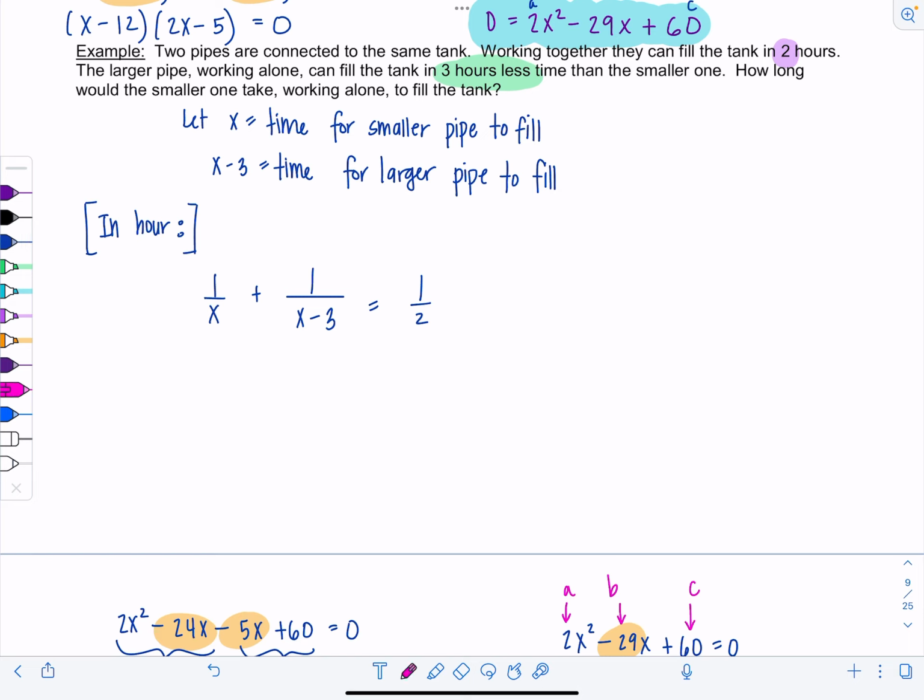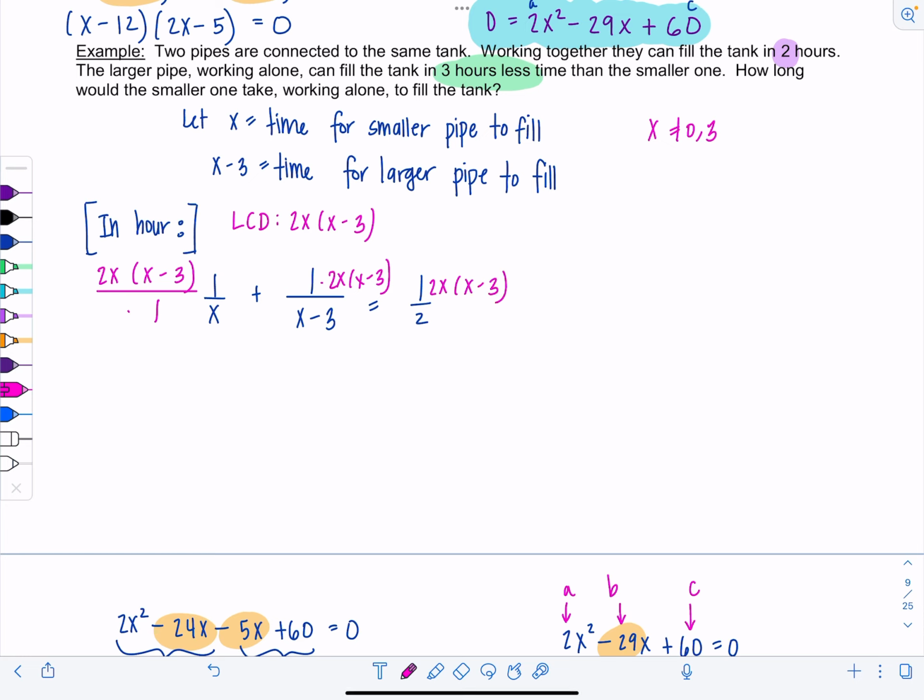Okay, let's list our domain. So x cannot be 0 or 3. And then now I'm going to multiply everybody by the LCD. Let me write it out here. The LCD is 2x times x minus 3. If you are struggling with that step, then you need to review solving rational equations. I'll link that video here. So you multiply by the LCD in the numerator like this: 2x, x minus 3, 2x, x minus 3.